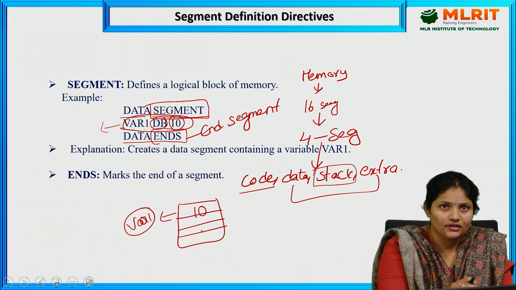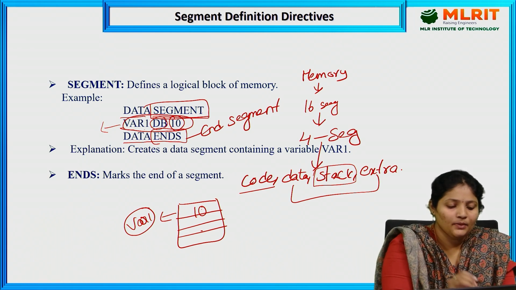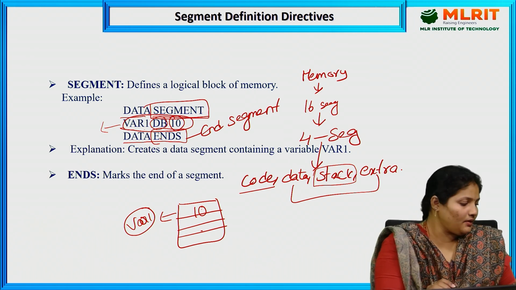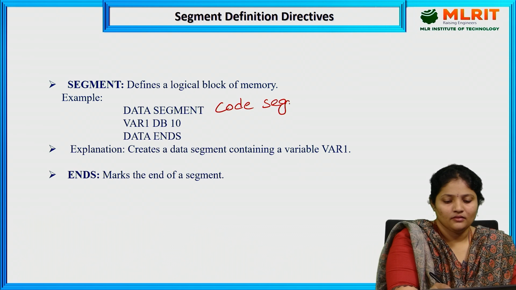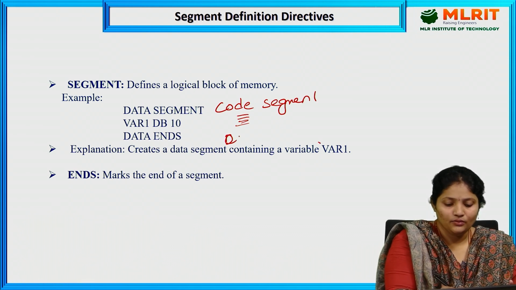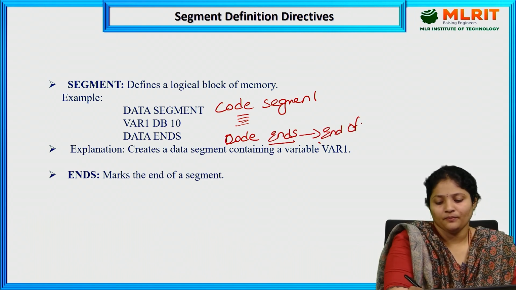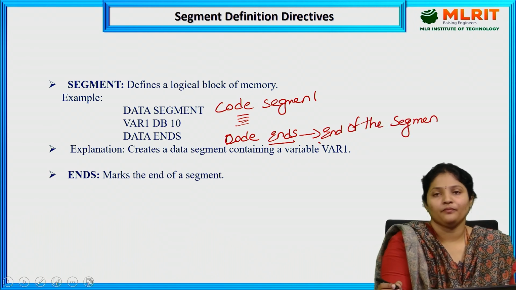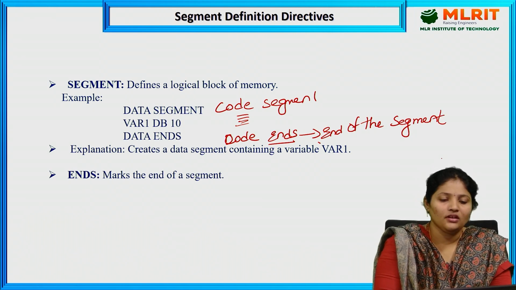So according to this particular program, it will create the data segment. If we want a code segment, the same way we can use code segment, and we will write code here, and at the end we need to write code ends. ENDS represents the end of the segment. So that is the end of the segment. This is about the segment directives.